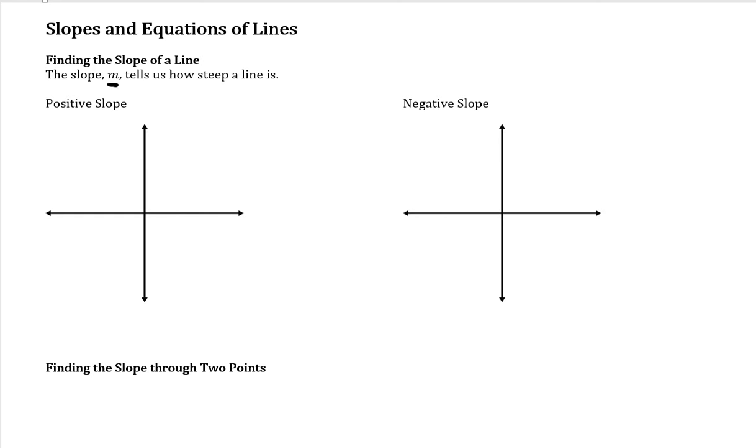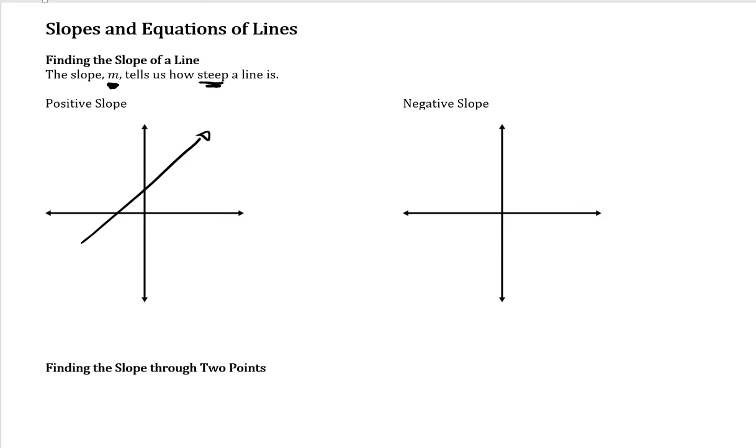So the slope is designated as m in math, mostly because s looks too much like 5, so we use m to show what the slope will be. And maybe not the most mathematical definition, but it tells us how steep a line is. And it can be positive or negative.